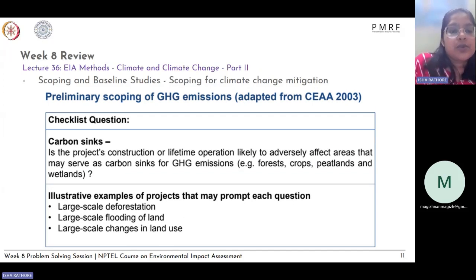Another question could be: is the project's construction or lifetime operation likely to adversely affect areas that may serve as carbon sinks for greenhouse gas emissions?